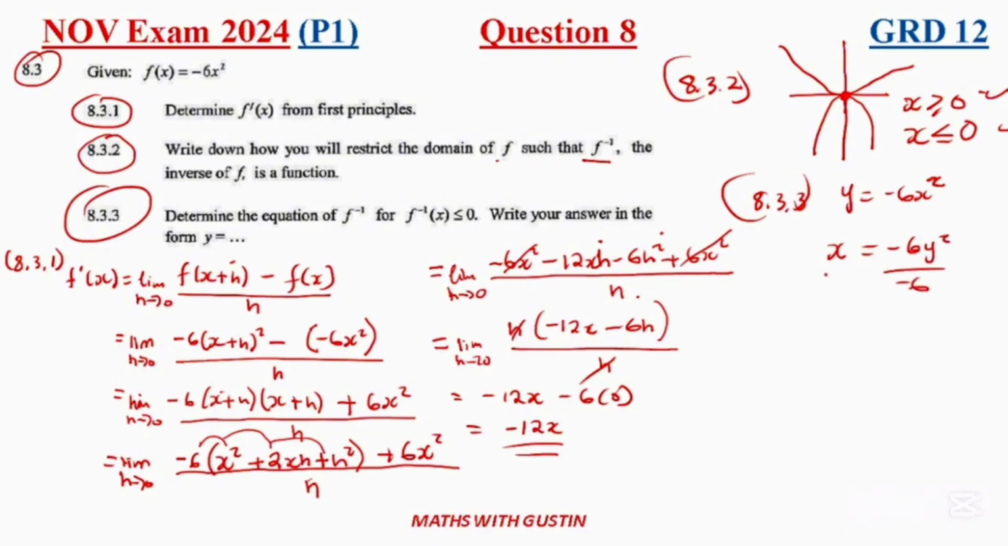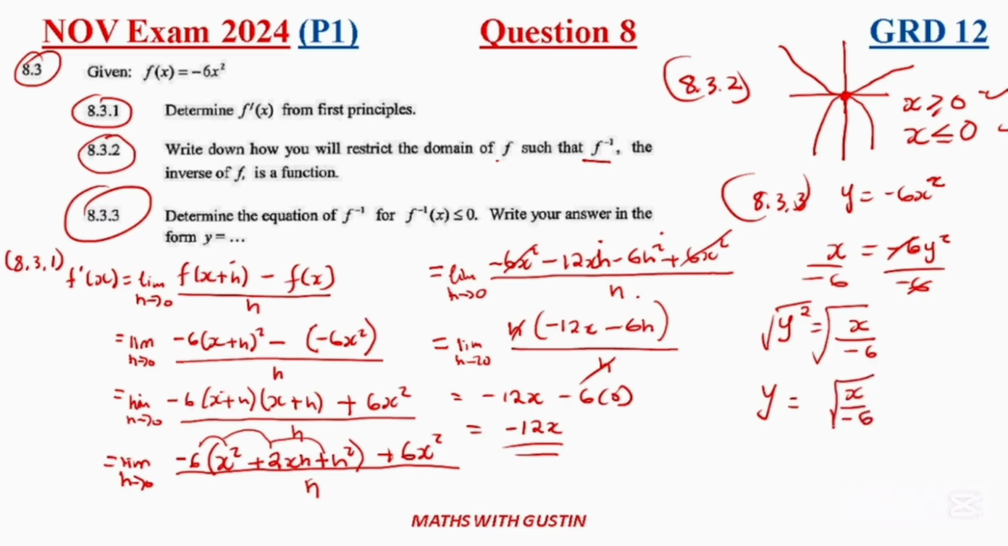So divide by negative 6, negative 6 and 6 cancel out. It's going to be x all over negative that. Therefore you take the square root of everything there, square root there, y is going to be equal to the square root of x over negative 6.